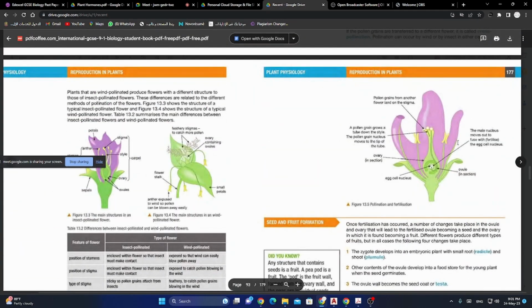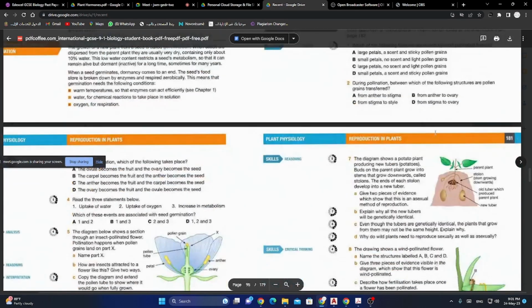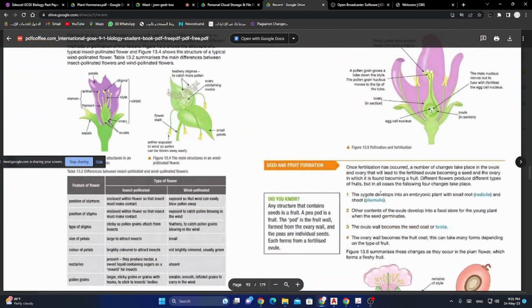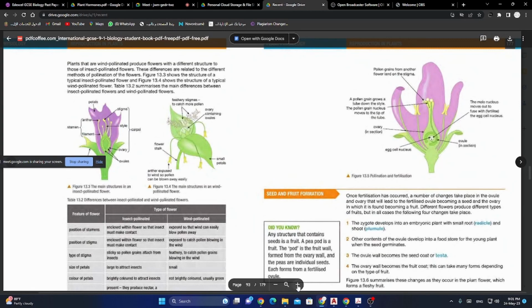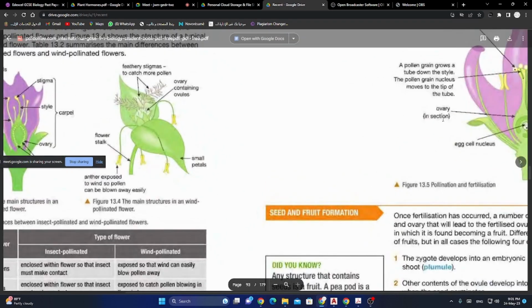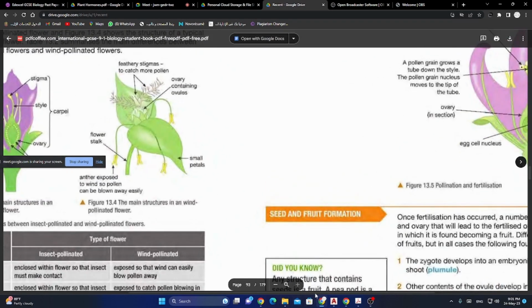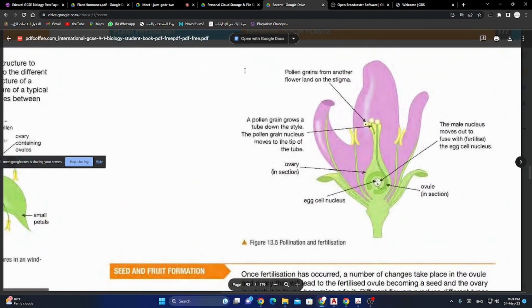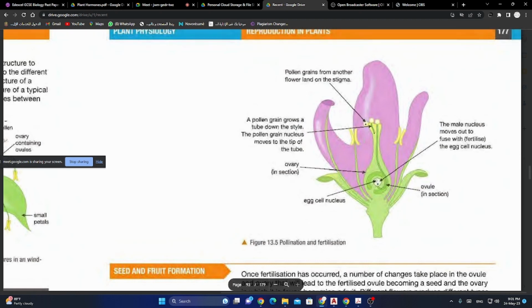Okay, we stopped here in the PowerPoint. We only have one more page after that. But basically, when a pollen grain from another flower lands on the stigma, it grows a tube down the style, which is that part that's separating the stigma from the ovary.